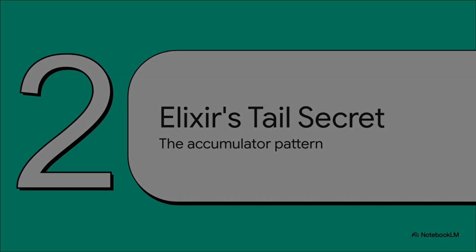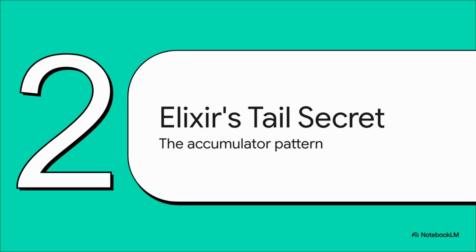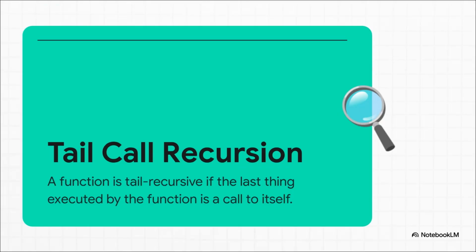This is where we're going to introduce the accumulator pattern. And honestly, this is Elixir's secret weapon for writing scalable, efficient code that just feels right. So what even is tail call recursion? Well, the official definition is pretty straightforward. A function is tail recursive if the absolute last thing it does is call itself. That's it. And that one simple rule has massive implications for performance. Because the Elixir compiler can optimize it, completely avoiding a growing call stack. It basically turns the whole thing into a super efficient loop behind the scenes.